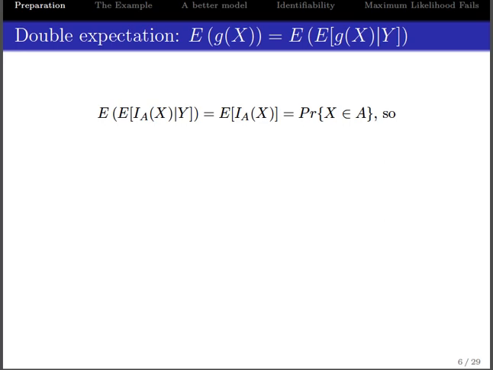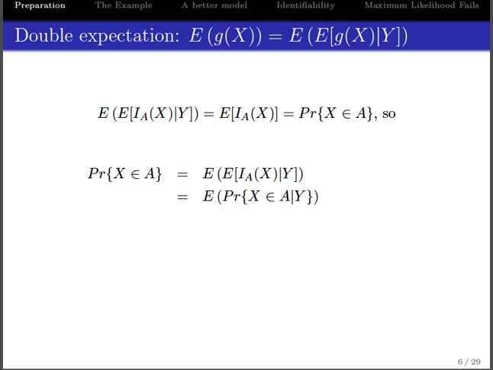So we have exactly what you would expect: the expected value of the indicator function is just the single expected value, which is the probability x is in A. And so you can take this probability that x is in A and write the first part, right? This double expectation. But what's inside is just the conditional probability that x is in A given y.